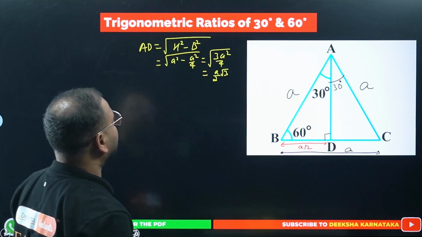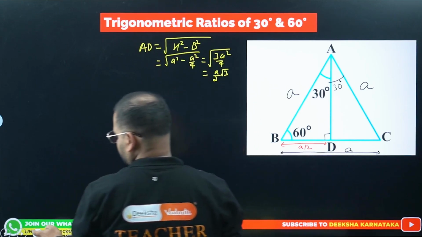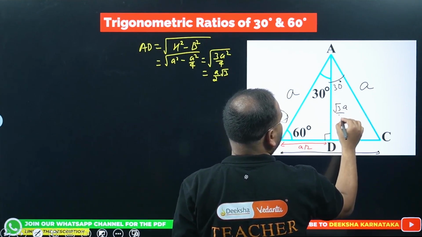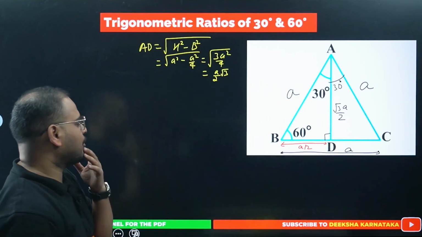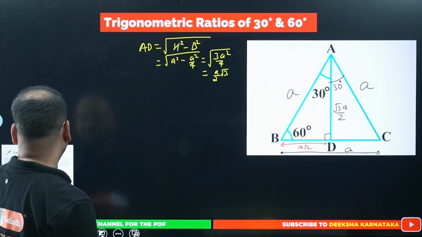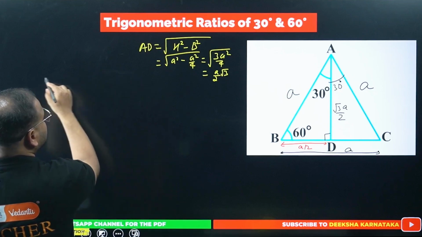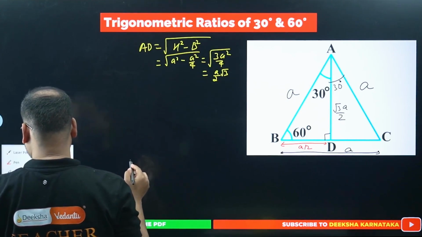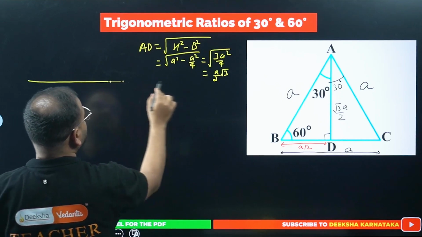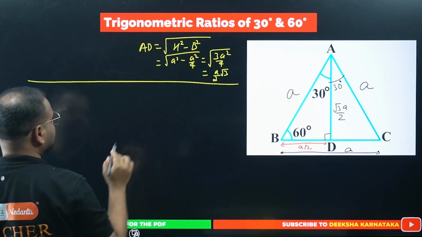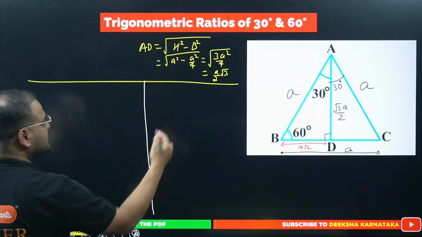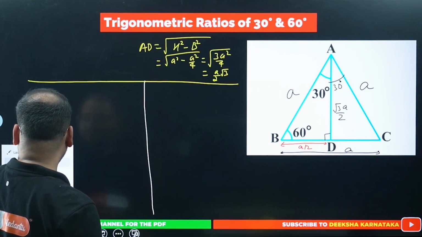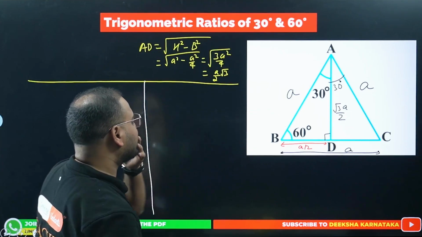Root 3A by 2. So what is my height here? Root 3A by 2. Now you know the perpendicular, base and hypotenuse, so you can write for all the angles. Let's write quickly for both the sections. First we will write for angle B. Why angle B and angle C? For angle A we have to write both, sir, because there are two angles, 30 and 60. So let's write for 60 degrees first.